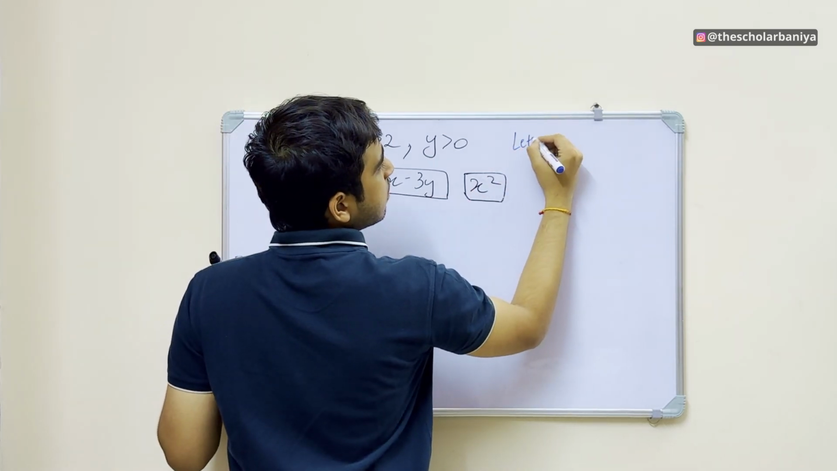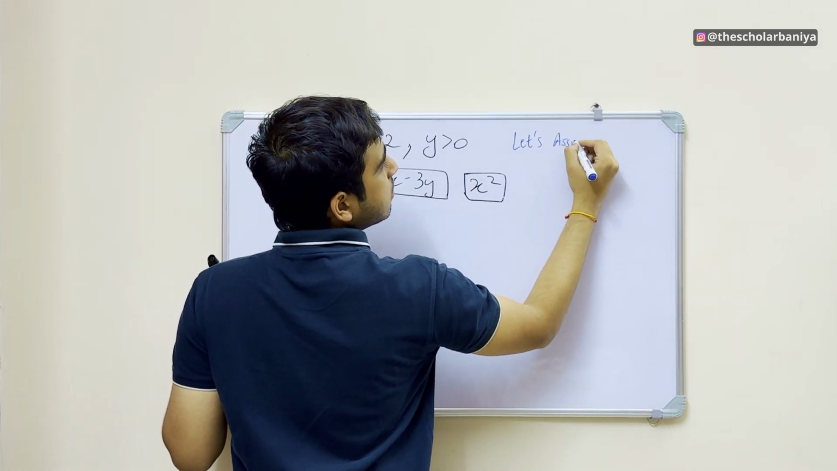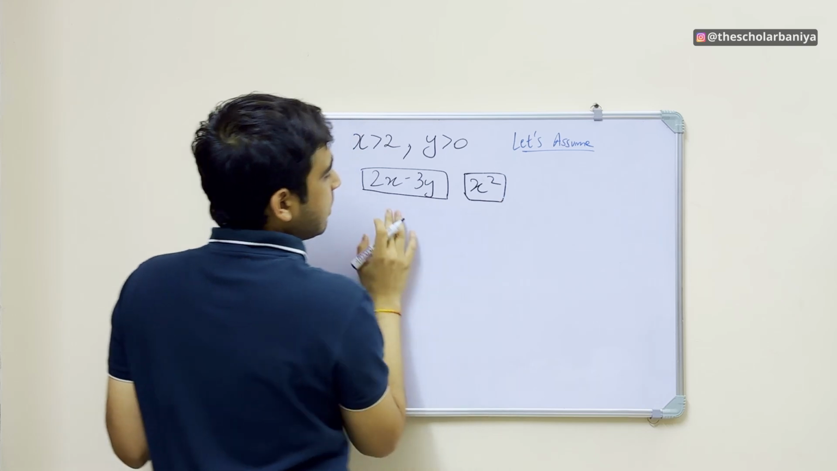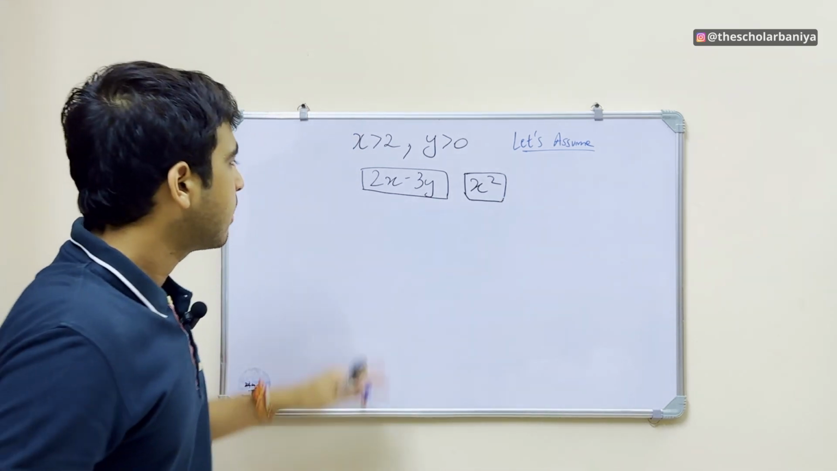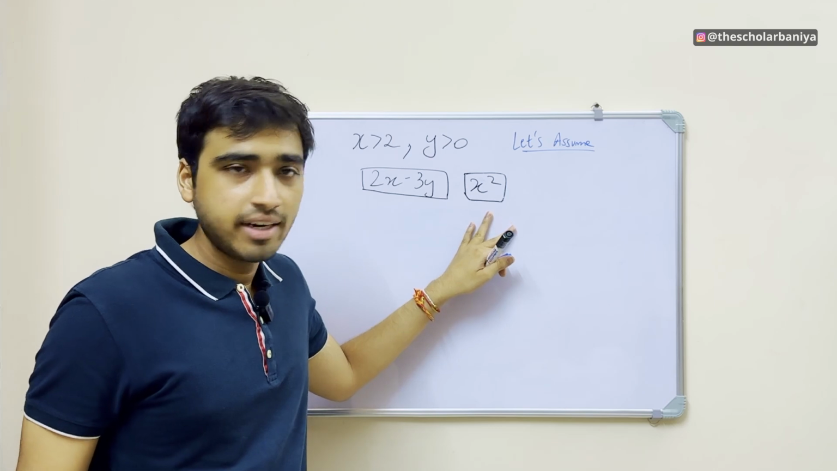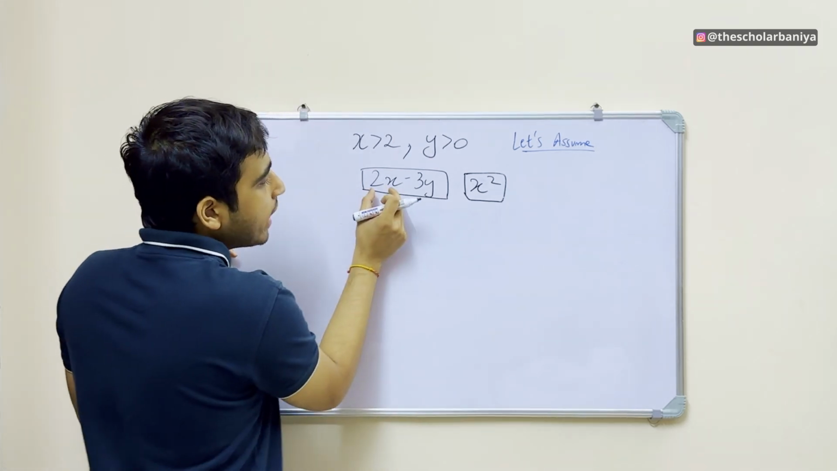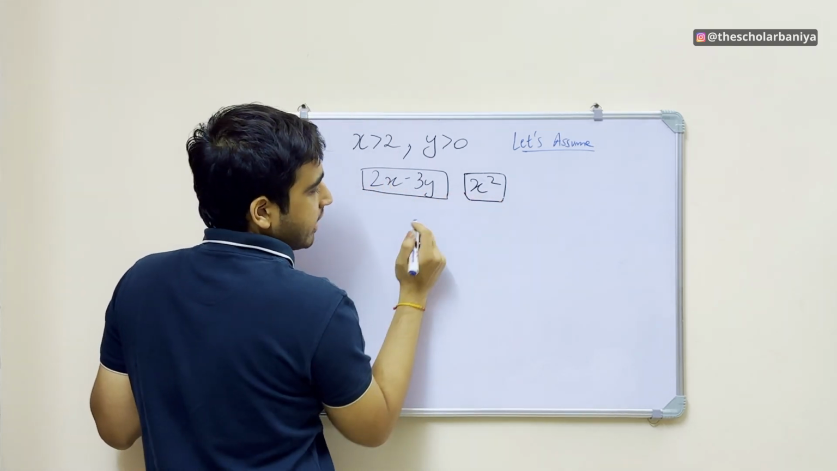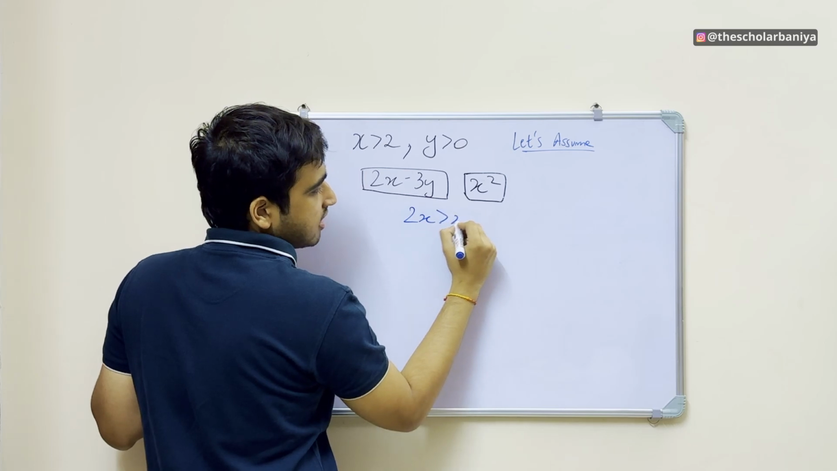So let's assume that this number is greater than this. So that means if this number is greater than this number, right? So 2x should be greater than x square. Does this make sense to you?